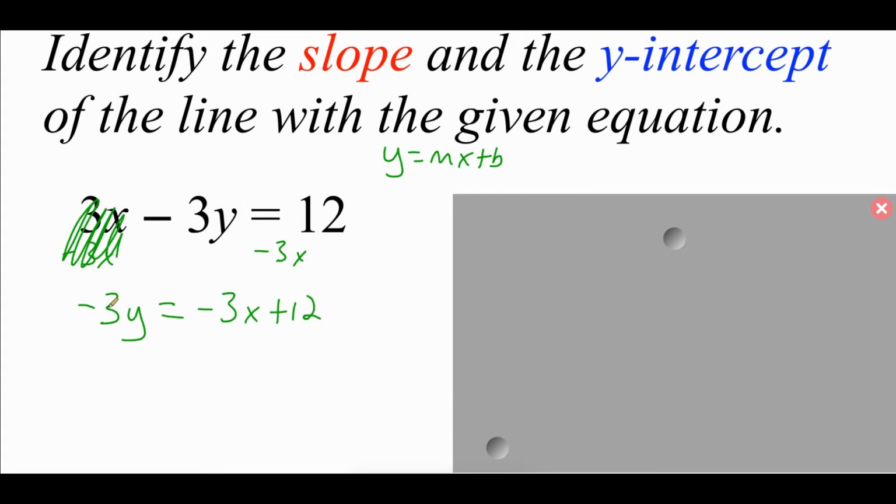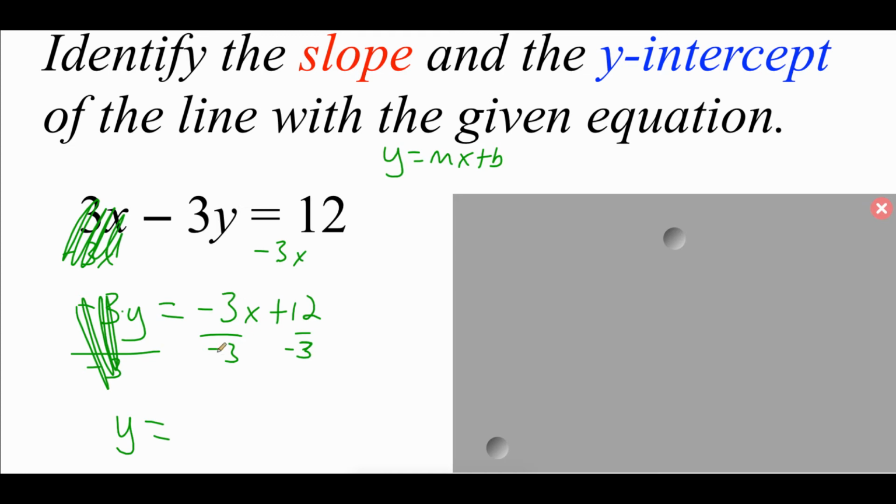Now I need to get rid of the negative 3 that's in front of this y. Right now there's multiplication happening. In order to get rid of the multiplying, I'm going to have to divide everything in the equation by negative 3. So on the left-hand side, the times negative 3 and divided by negative 3 cancel each other out, leaving us with just y equals.